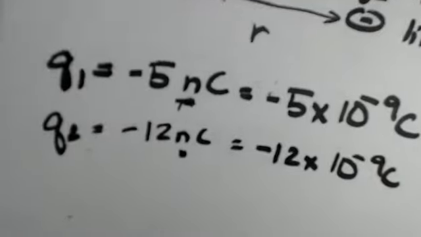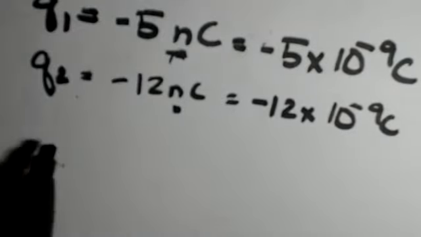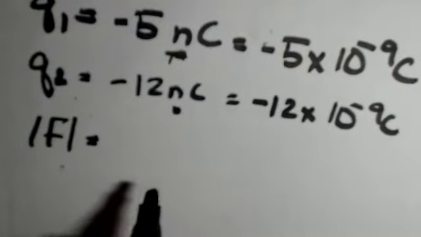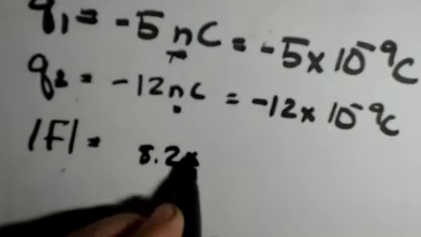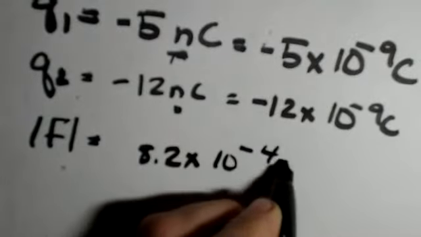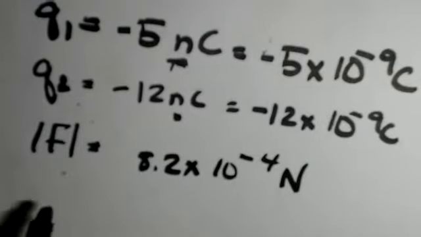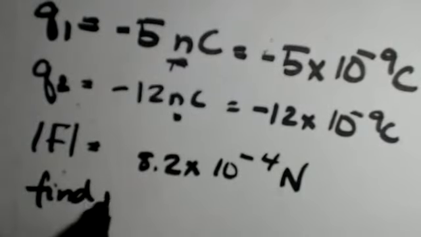Then they tell me that the magnitude of the force between them is 8.2 times 10 to the -4 newtons. All right, so they want me to find the separation.